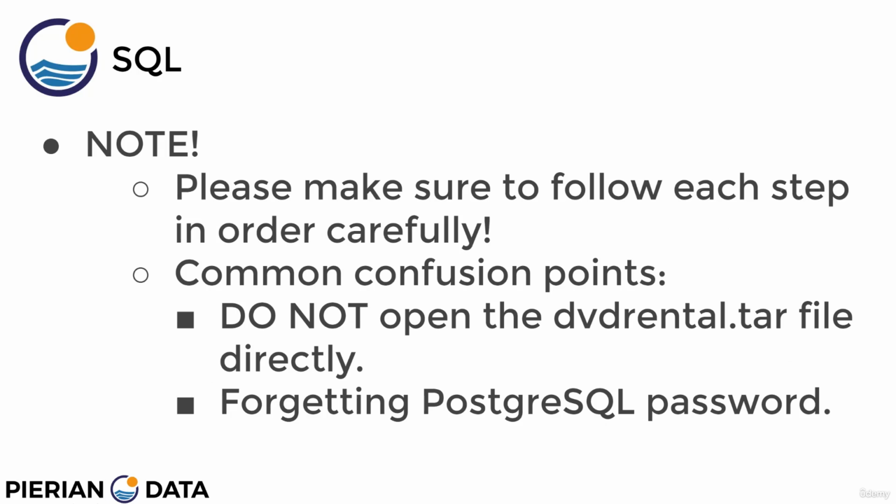Please note that we want to make sure you follow each step in order carefully. There's two really common confusion points during the installation process. One is we have a database file called dvdrental.tar as a resource in this lecture. Do not open that file directly. Often students get confused because it looks like a PDF or the computer recognizes it as a different type of file. You don't need to worry about any of that. Later on, we'll just download it, but do not open it directly.